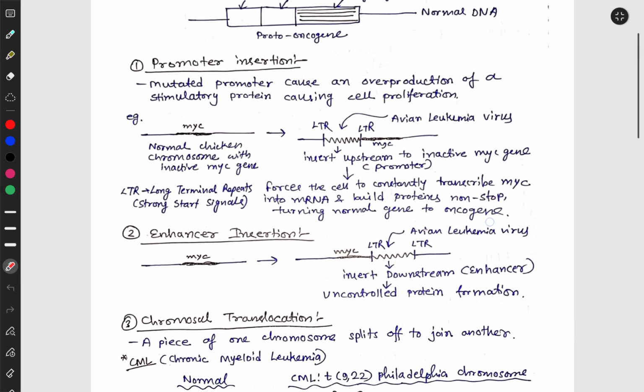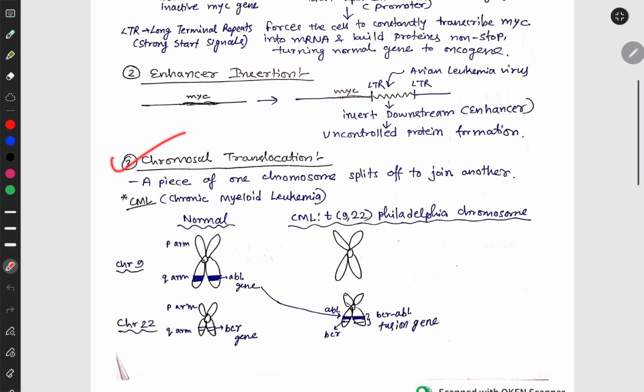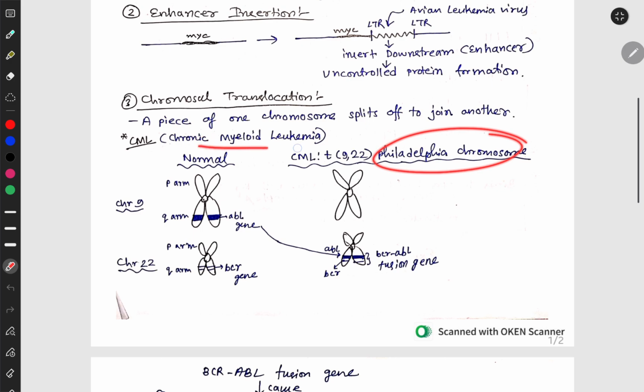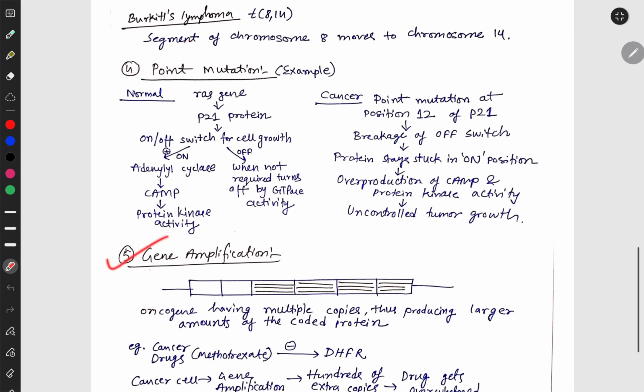So these are the 5 important processes: promoter insertion, enhancer insertion, chromosomal translocation, where we have seen the Philadelphia chromosome in chronic myeloid leukemia, then the point mutation, and finally the gene amplification.